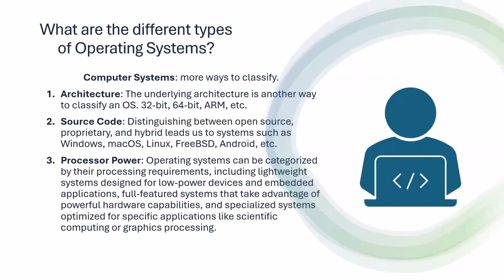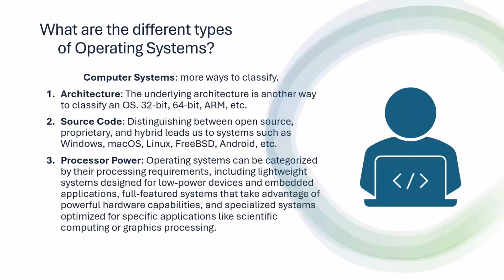So, more ways to classify. You all thought we were done with how to classify them. An architecture class operating system is categorized by the underlying hardware that it's going to run on, or the architecture: 32-bit, 64-bit, ARM, and so on. Source code is another way to categorize operating systems. You sort of see a lot of open source and mainstream systems. They're kind of a hybrid, if you will.